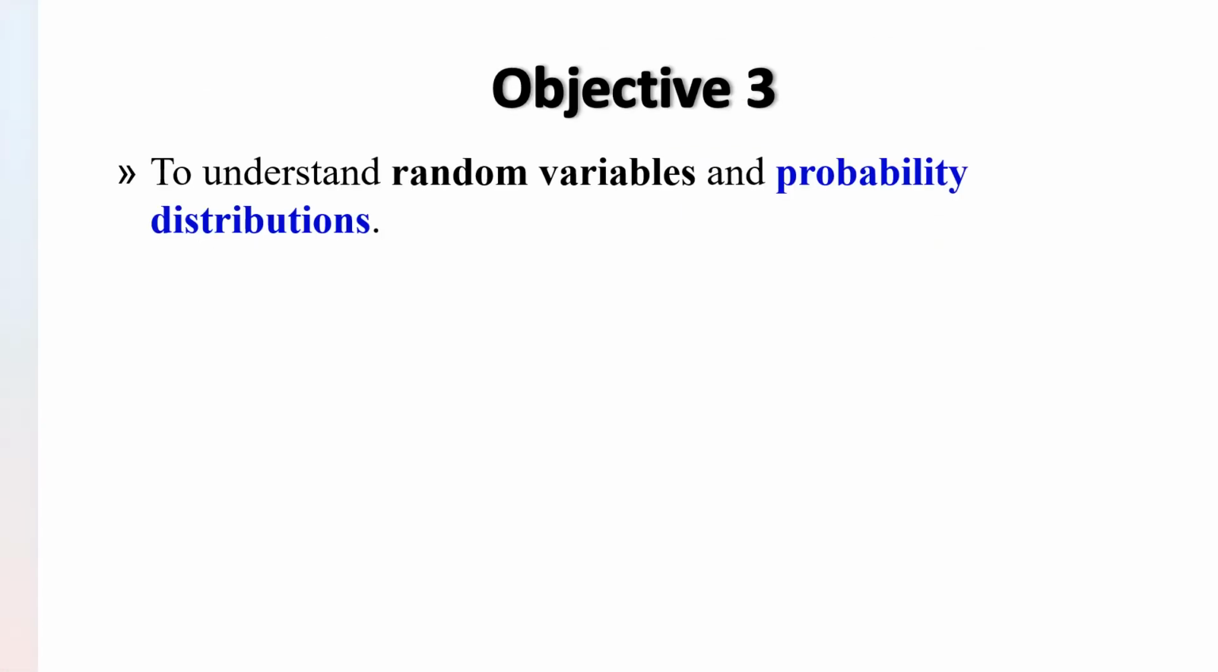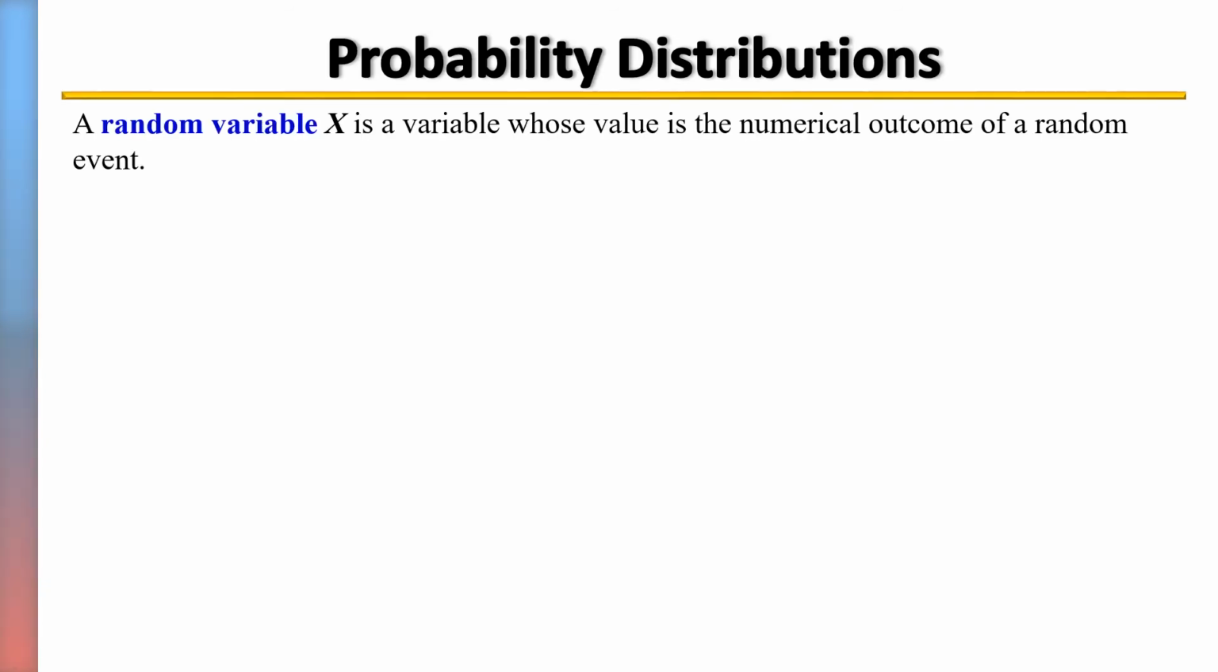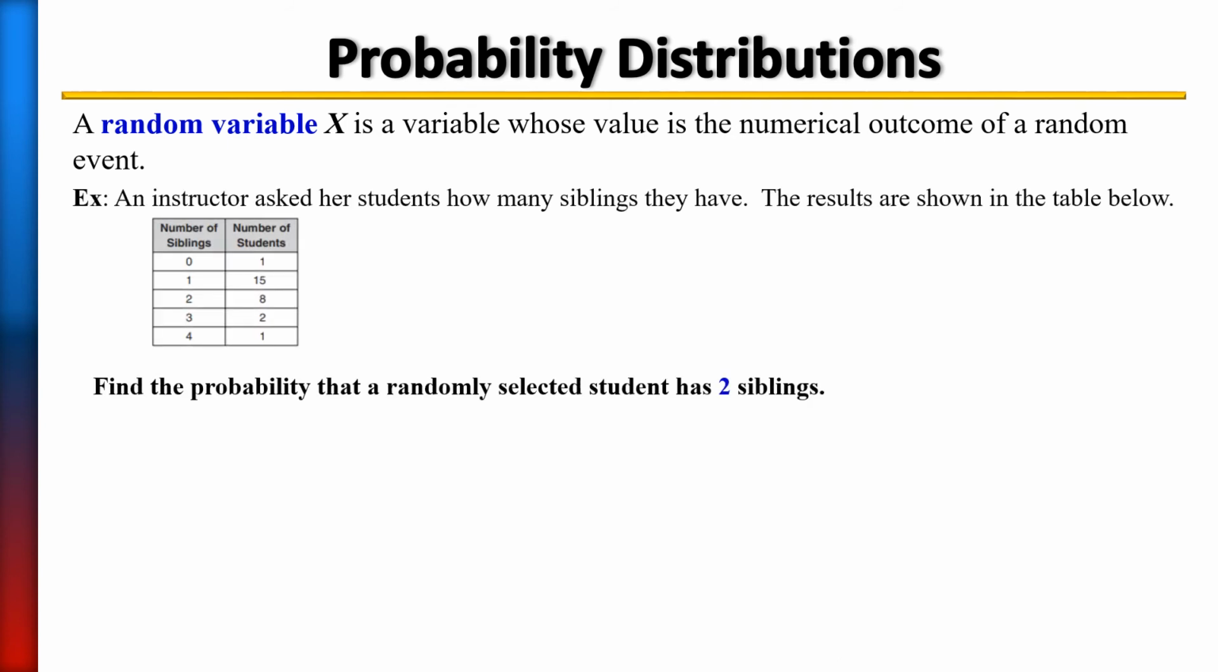Our next objective is to understand random variables and probability distributions. A random variable x is a variable whose value is the numerical outcome of a random event. For example, an instructor asks her students how many siblings they have. The results are shown in the table below. Find the probability that a randomly selected student has 2 siblings.